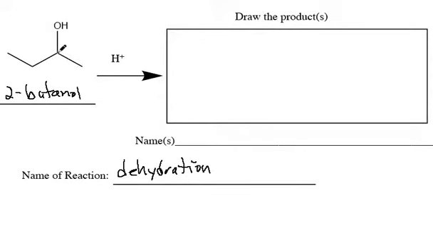This is a secondary alcohol because the carbon that contains the alcohol is also connected to 1, 2 carbons. So this is a secondary alcohol. So it's dehydration of a secondary alcohol. When we do the dehydration of a secondary alcohol, we are going to end up with two products. The first product that I'm going to draw is going to be our major product.